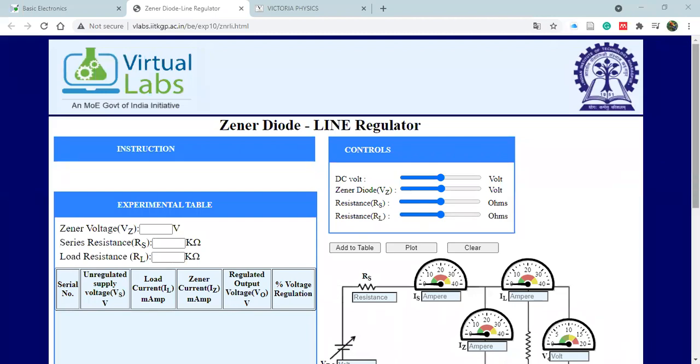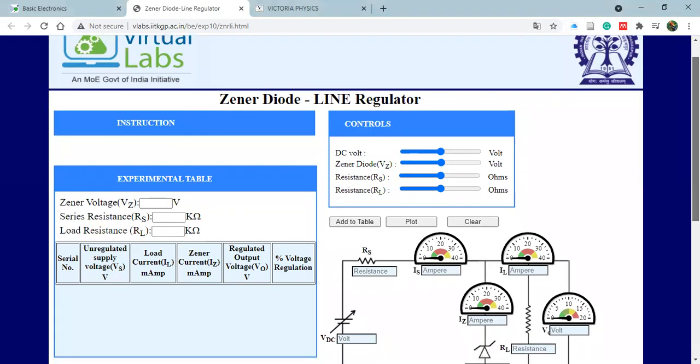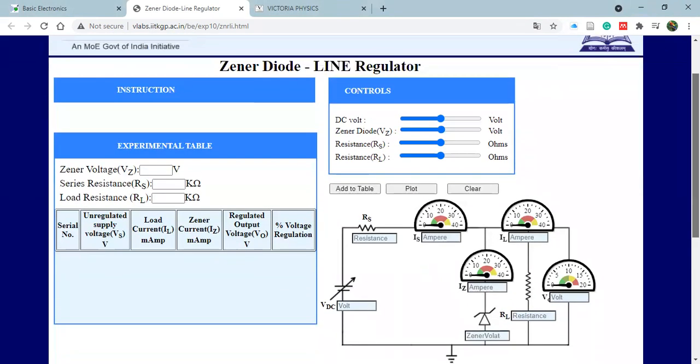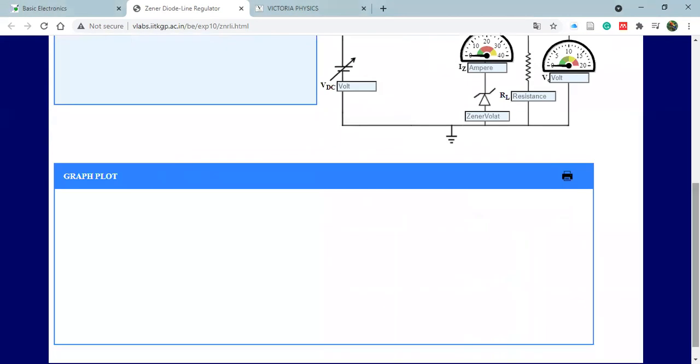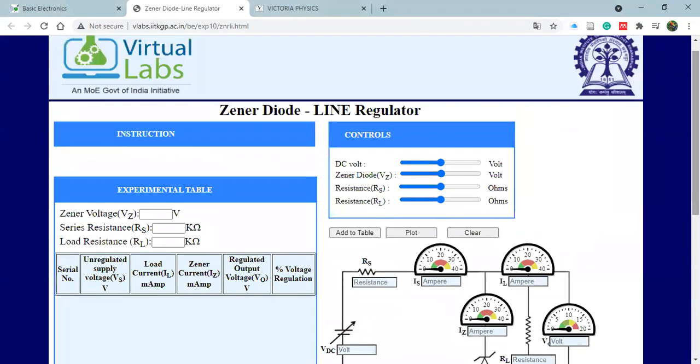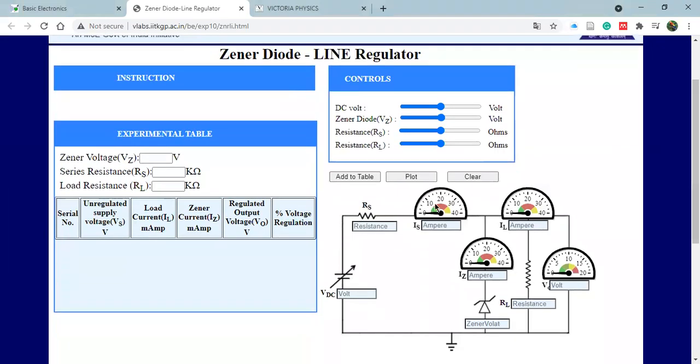This window is already familiar, because you know by now that in all the virtual experiments, you have this control panel, the circuit, the experimental table, and the instruction section, which is the same as that provided in the procedure part. And you have the plotting section. In this part, the circuit is being drawn. You don't have to connect the circuit. We'll do that in a later section, that is the draw part.